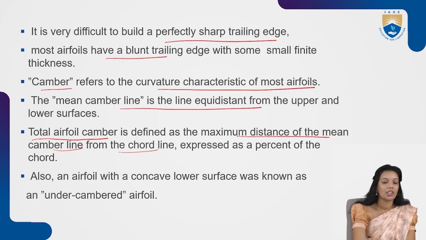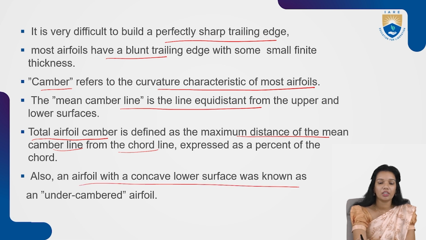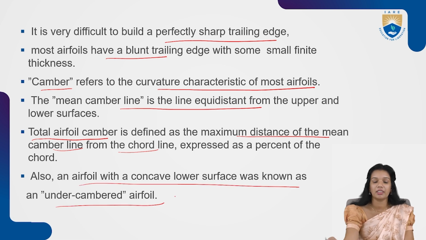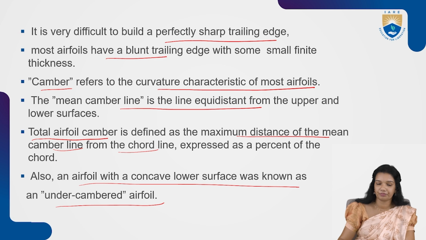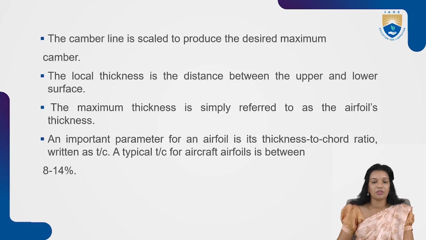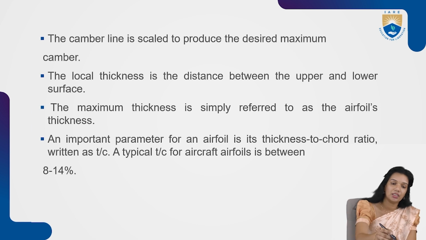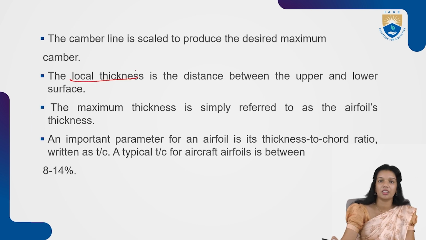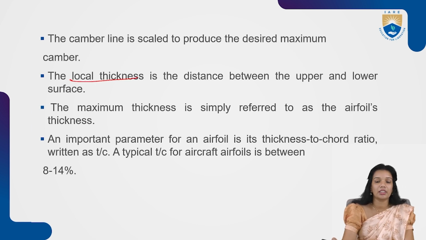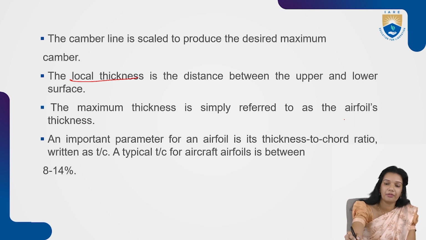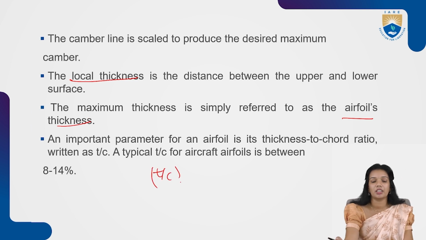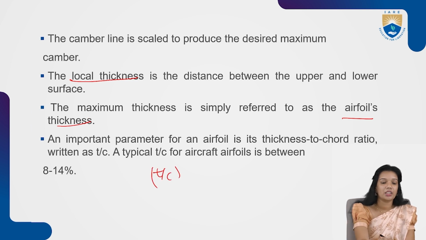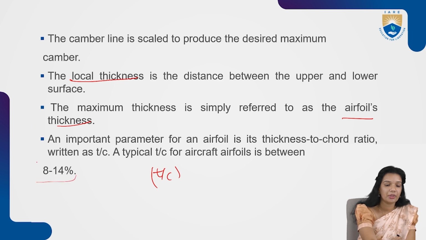Okay. Also, an airfoil with a concave lower surface is known as an under-cambered airfoil here. So the camber line is going to be scaled to produce a desired maximum camber. Then the other term is your local thickness or thickness to chord ratio, right? The local thickness is the distance between your upper and lower surfaces. The maximum thickness is simply referred to as the airfoil thickness, and we can write thickness to chord ratio as T by C here. The thickness to chord ratio is usually between 8 to 14.